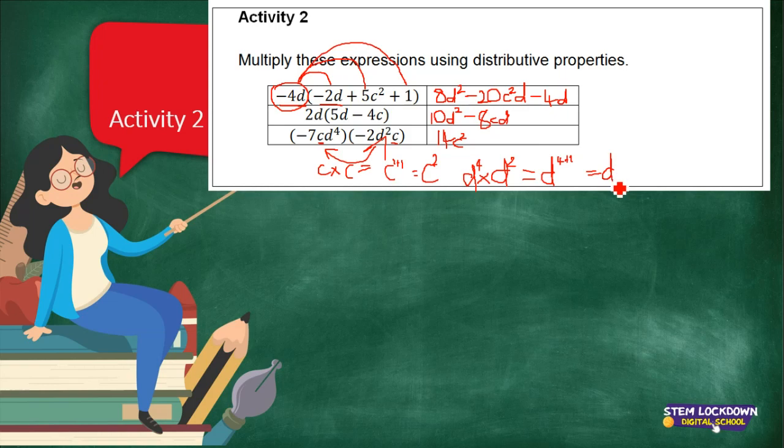Excellent. 4 plus 2 is 6. Okay, 6. So the answer will be D to the power 6. Okay, we're done for today.